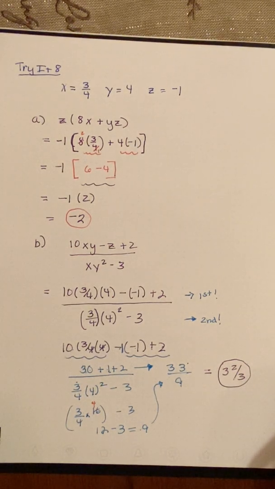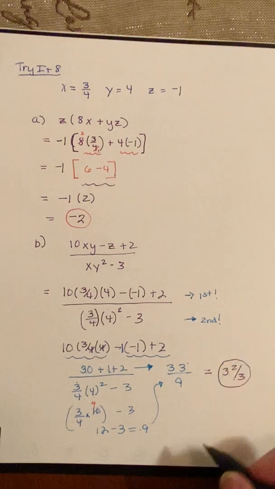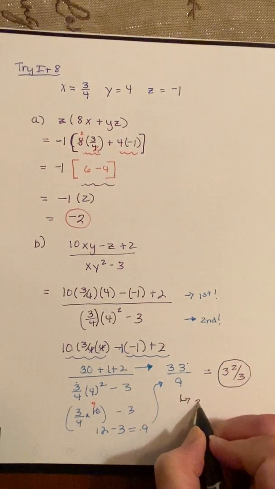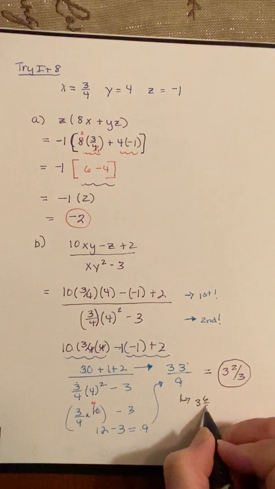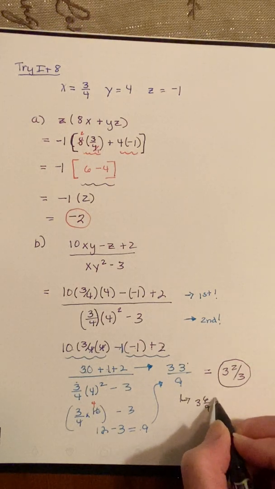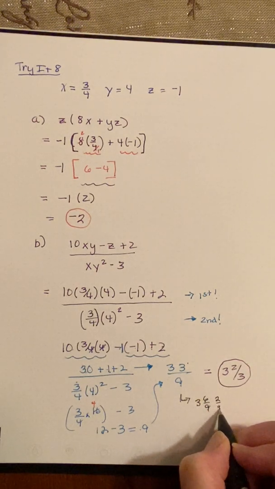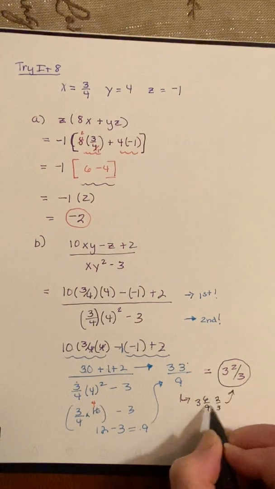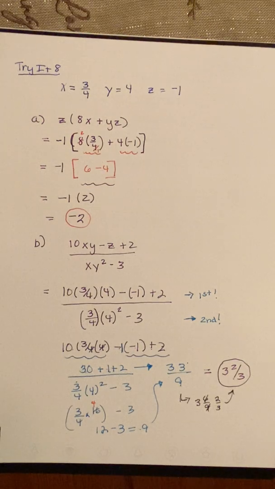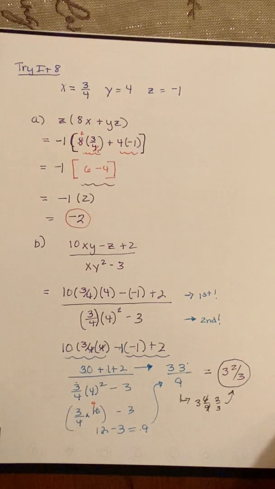So 3 2/3. It first becomes 3 6/9, and then I have to put 3 6/9 in simplest terms, which is 3 2/3. So my answer is 3 2/3. Okay, there we go.